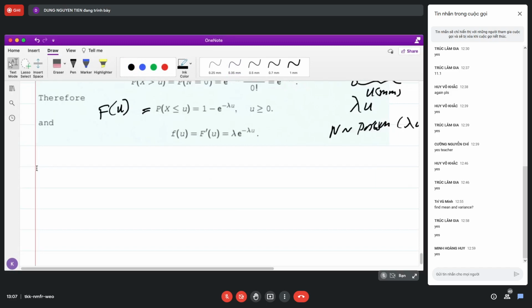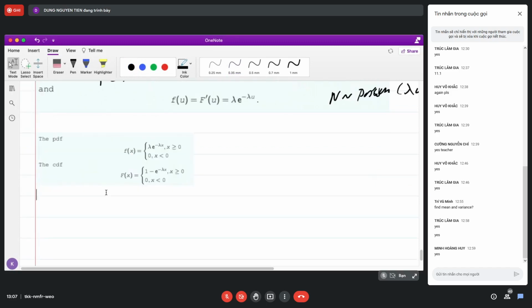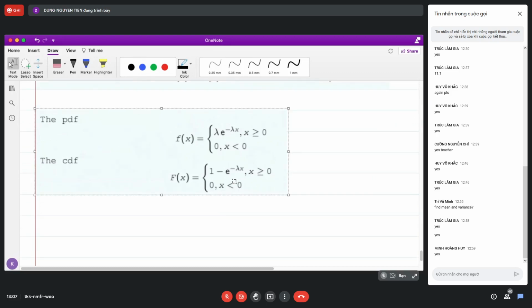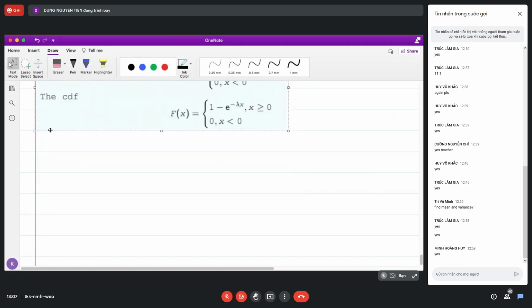This is what you get for that. Do you understand? Okay, this is the density function, and this is the cumulative distribution function. Okay, we can draw some graph of the exponential distribution so that you can get some idea about the distribution.